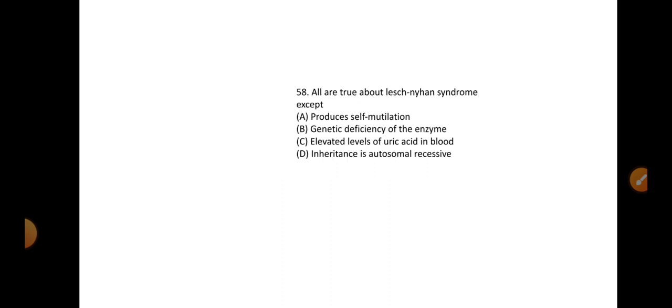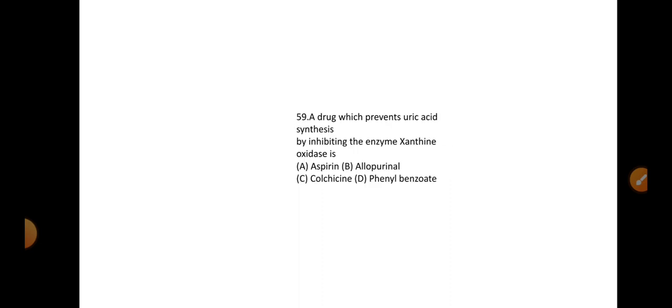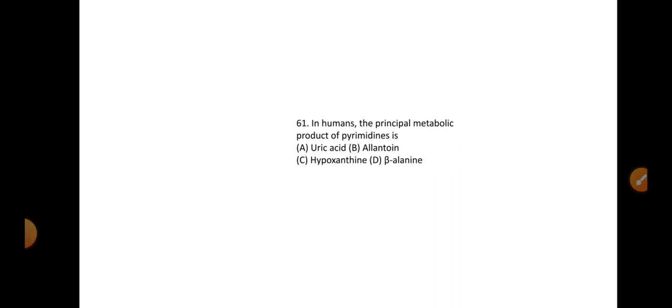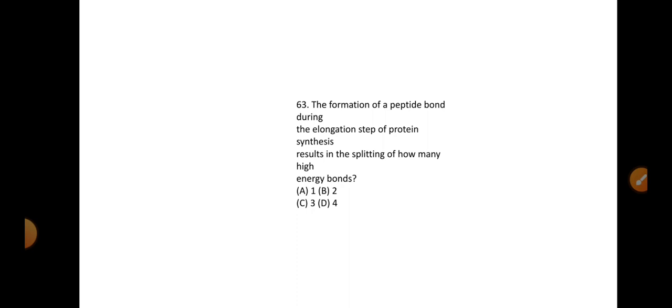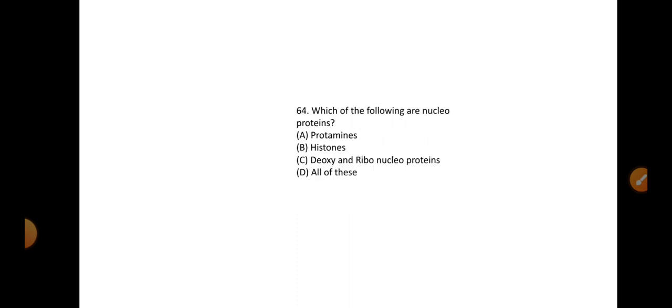All are true about Lesch-Nyhan syndrome except. Drug which prevents uric acid synthesis by inhibiting the enzyme xanthine oxidase. In humans, principal breakdown product of purines is. Principal breakdown of pyrimidines. In most mammals except primates, uric acid is metabolized by. Formation of peptide bond during elongation step of protein synthesis results in splitting of how many high energy bonds. Last and 64th will be which of the following are nucleoproteins: protamines, histones, deoxyribonucleoproteins, ribonucleoproteins.